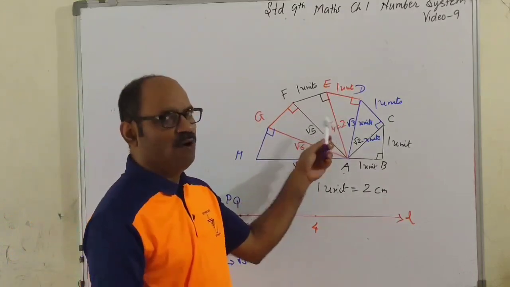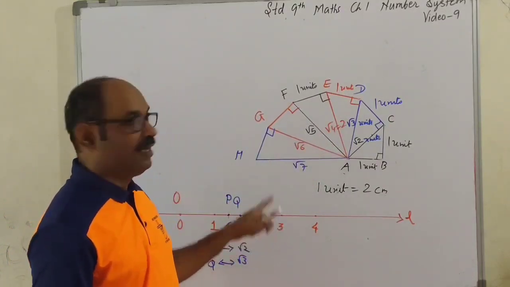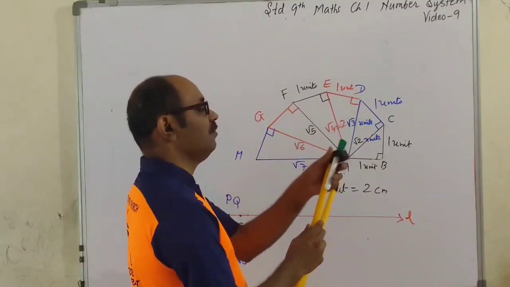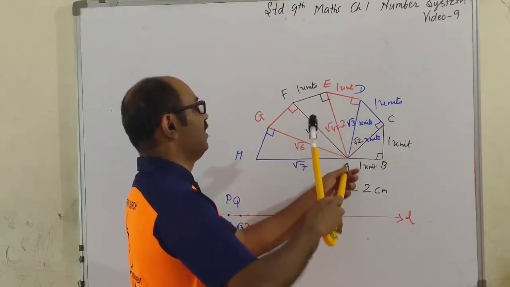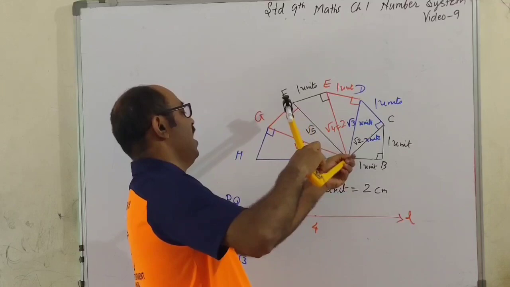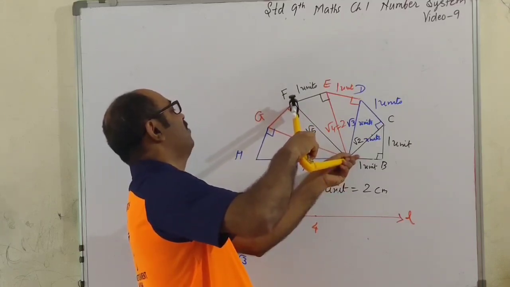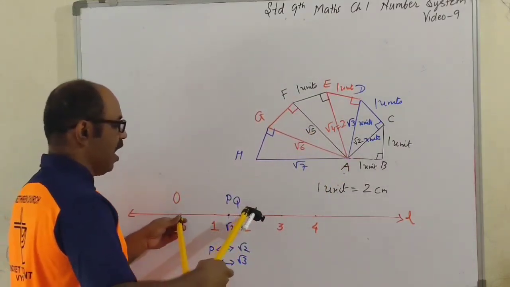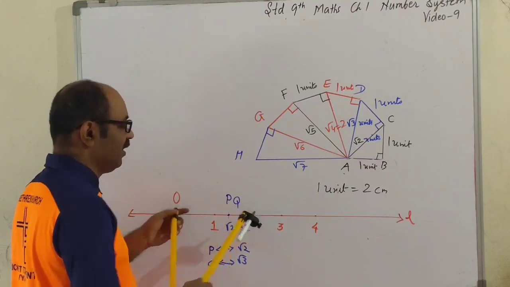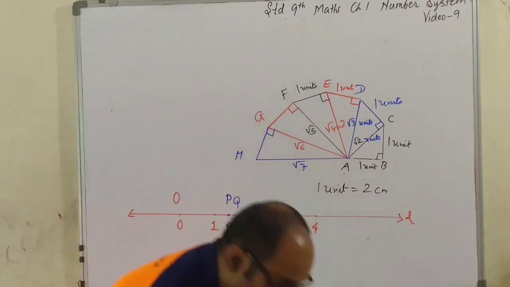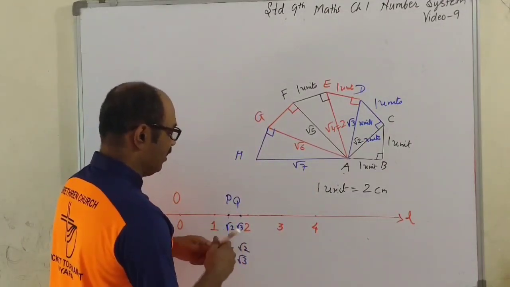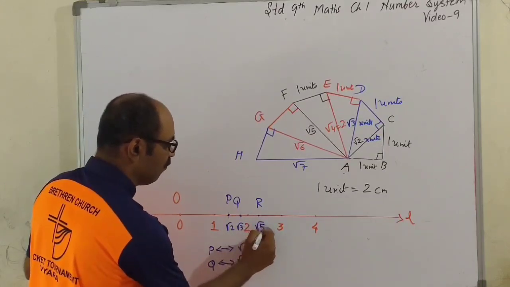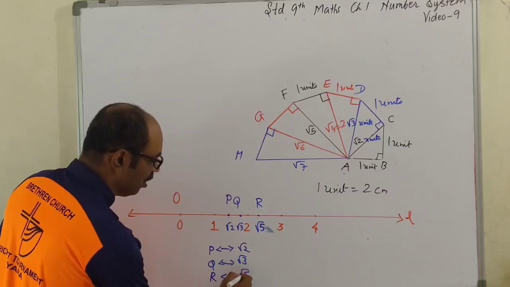Now projection of root 4 is not required. It's already there, 2, and it's not asked. Root 5. So root 5. Now center A, radius AF, which is root 5. Okay. Now center O and radius root 5. Here it is. Okay. I got this point. And this point, let me call it R. And the number corresponding to R is root 5. So R corresponds to root 5.